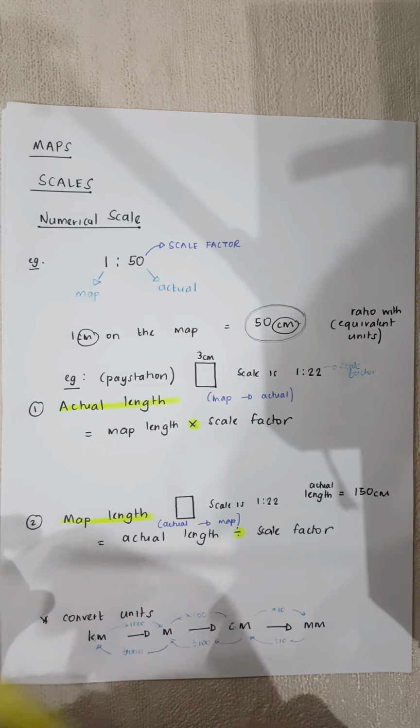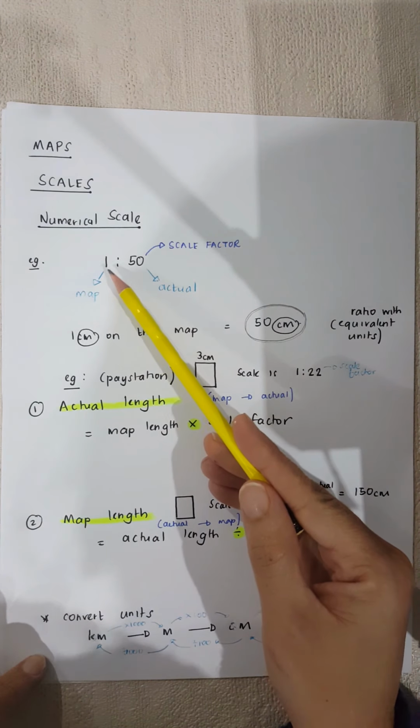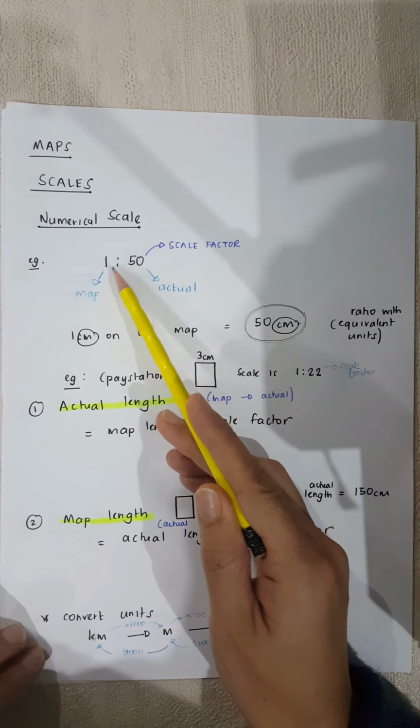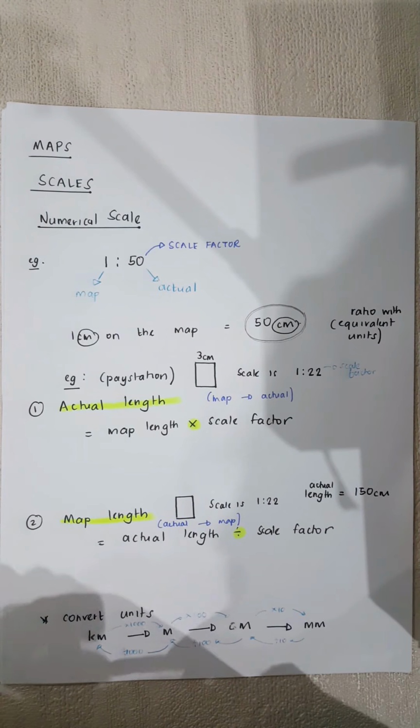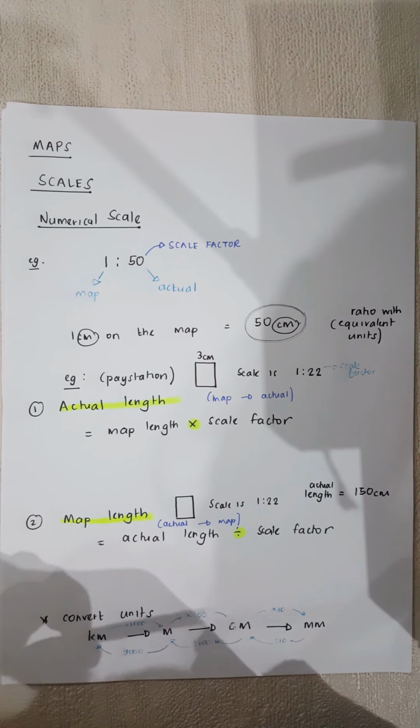And remember, we're doing ratios, so ratios have equivalent units. If you're saying 1 centimeter, you have to compare it to 50 centimeters. So the units must be equivalent, centimeters and centimeters. Now look at this example here. It's in that book there. I'll show you the picture. It's a pay station, right?